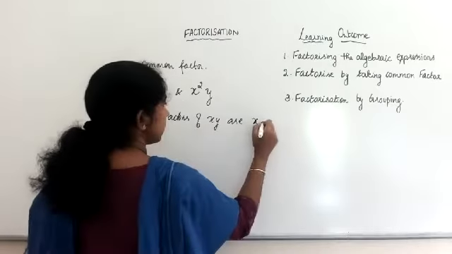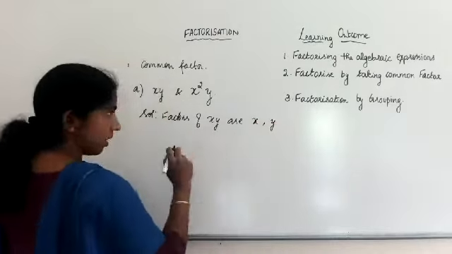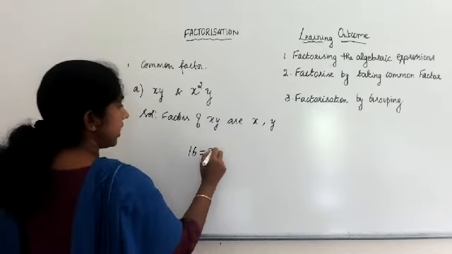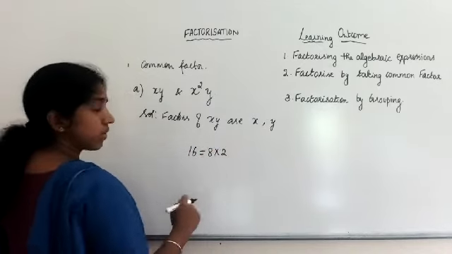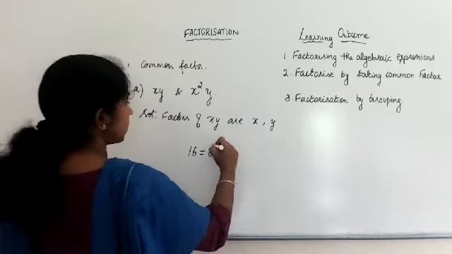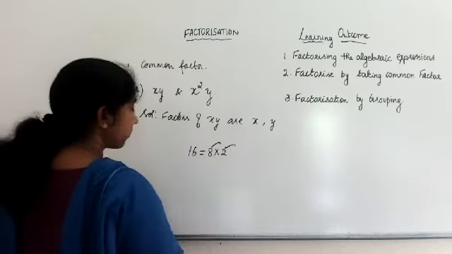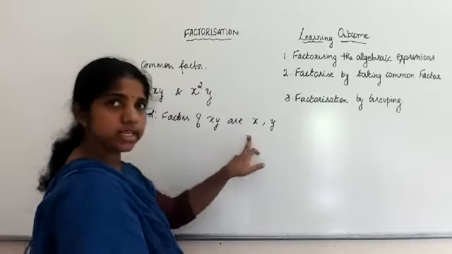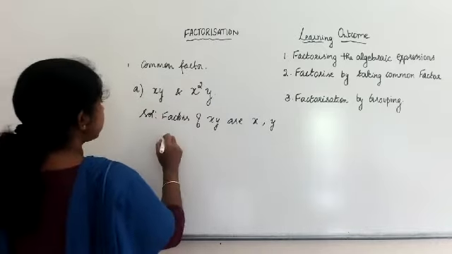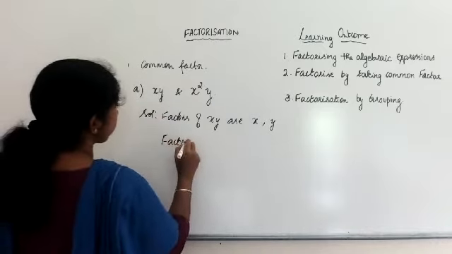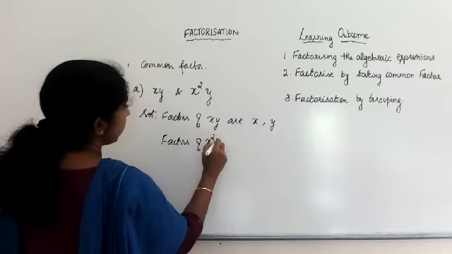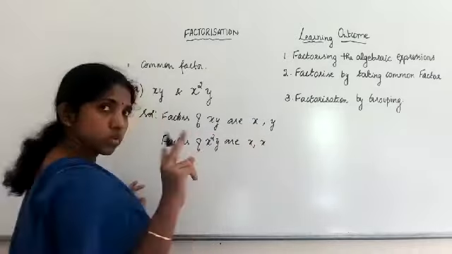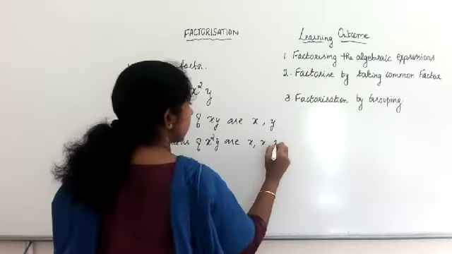x and y. If you are getting confused, 16 can be written as 8 into 2. So what are the factors of 16 in this? The first factor is 8, the second factor is 2. These are the factors. In the same way, here x into y, so x is a factor and y is a factor. Now the factors of x square y will be x, x, y, because x is multiplied 2 times.